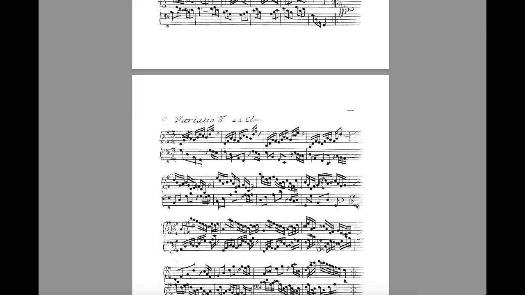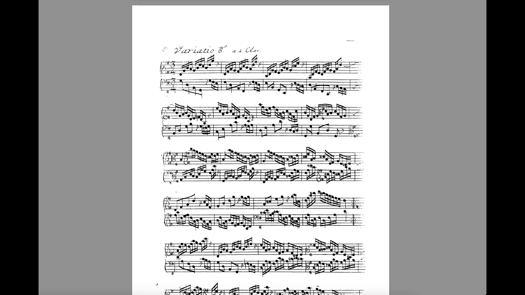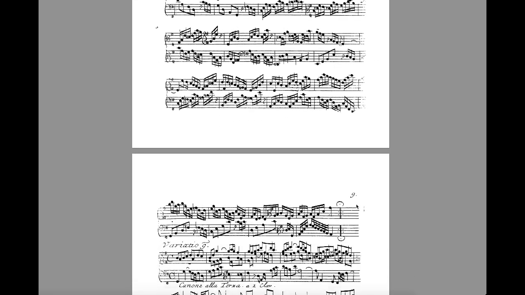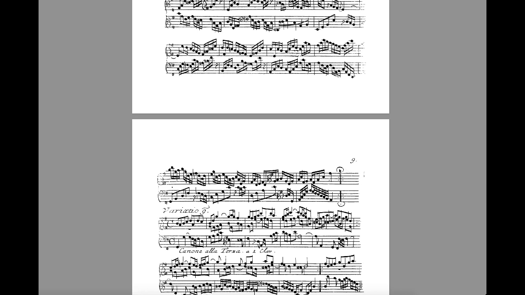Then we go on to variation 8. And variation 8 goes on to the first line of the next page, fermata. So Bach puts a fermata here at the end of variation 8.